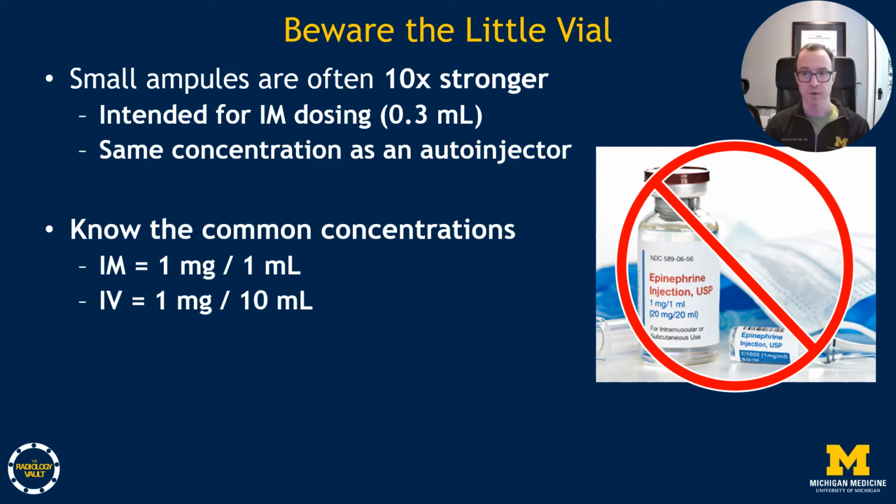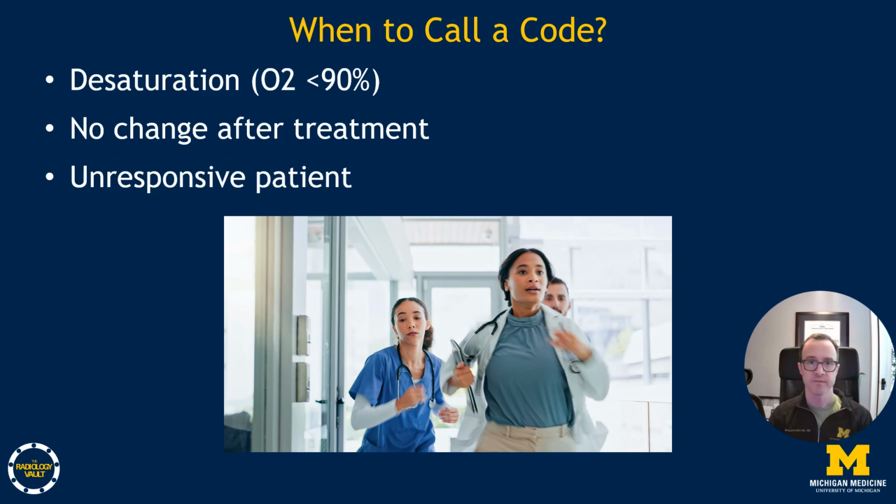You should be aware of small vials because these are often 10 times stronger. They're intended for intramuscular dosing. So look at the packaging and make sure that it does not say intramuscular or subcutaneous use because that should not be injected IV. And you should know the common concentrations. So intramuscular dosing is 1 milligram in 1 milliliter, and IV dosing is 1 milligram in 10 milliliters. So do not give the IM formulation, IV.